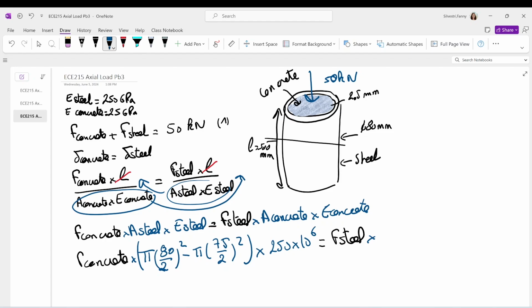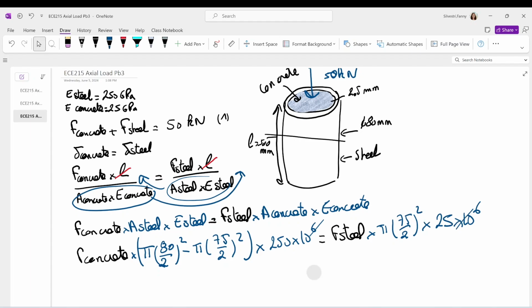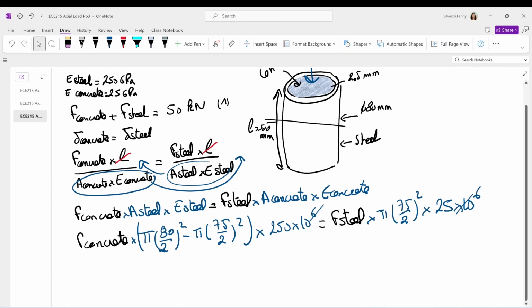It is equal to the force in the steel times the area of the concrete, that will be pi times 75 divided by 2, the diameter of the concrete, squared, don't forget the square, times the Young modulus of the concrete, that is 25 times 10 to the 6. We have 10 to the 6 on both sides, so we can remove them. We don't need them.